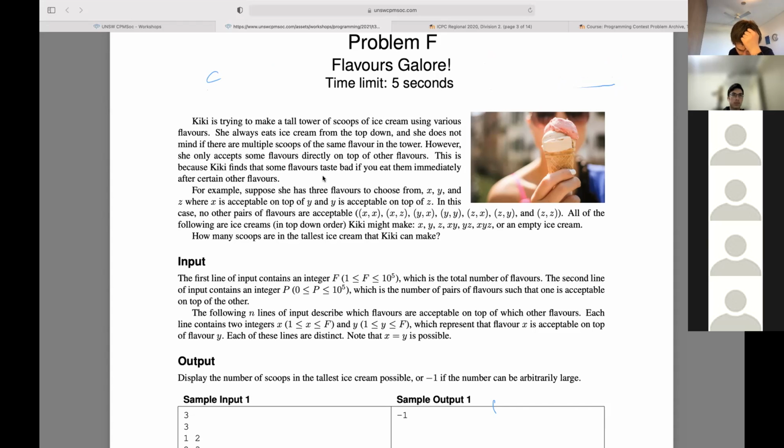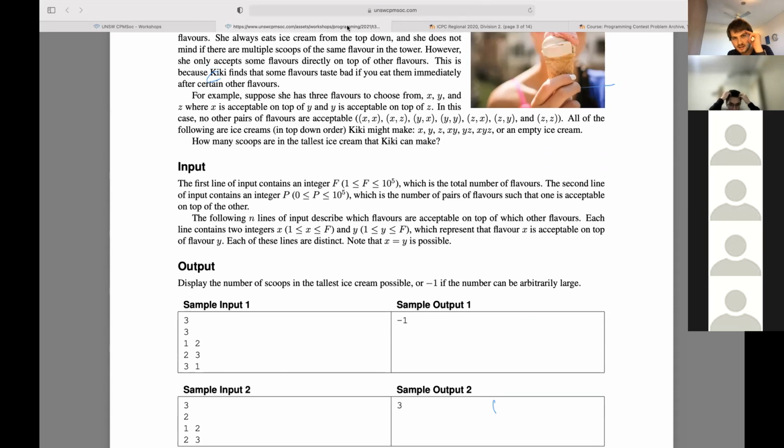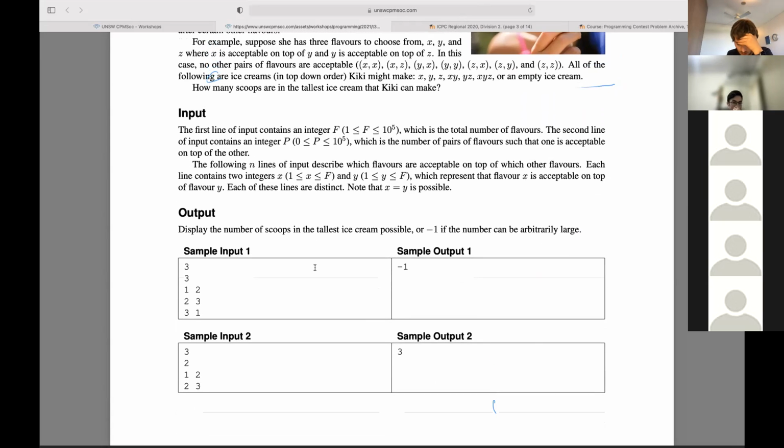And you're given a bunch of these pairings of the form X and Y, where that means flavor X is acceptable on top of flavor Y. And the question is, using this, what is the tallest tower you can make? Or can you make an infinite tower? Infinite scooped ice cream. That'd be quite a nice ice cream. Take a while to finish though.